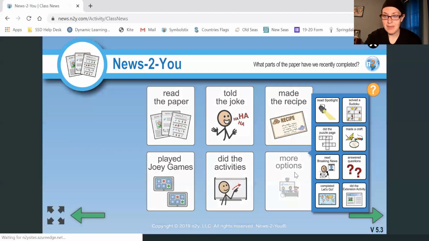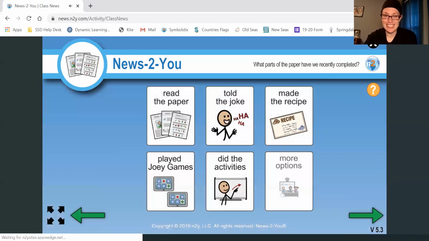All right. More options. I'm looking here to make sure. So we have done the craft. Made a craft. Okay, what else? We've done a lot of these different things. We have also, let me see here, we've done the extension activity. Did the extension activity. Awesome, great job.